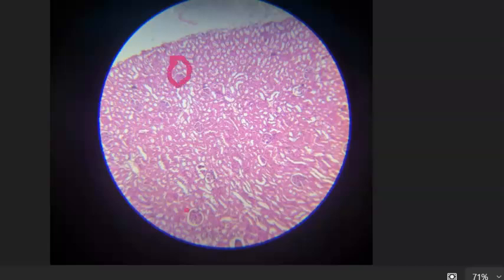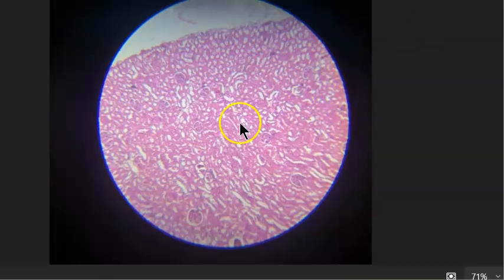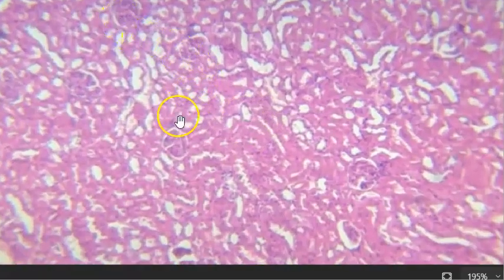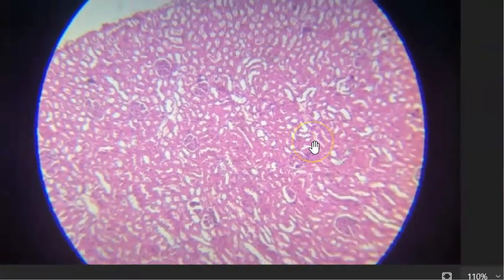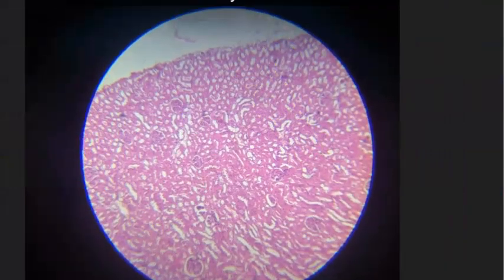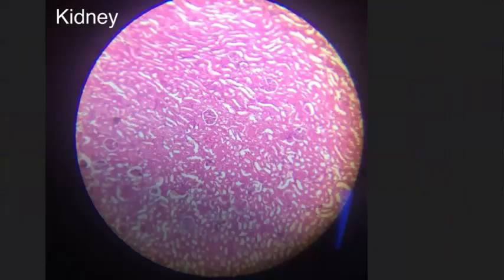You have glomerulus. Glomerulus. Can you see? Glomerulus. So many of them. So this is, look at the glomerulus. You can see. Very nice image. This is kidney. Very good. Another kidney one here for you.